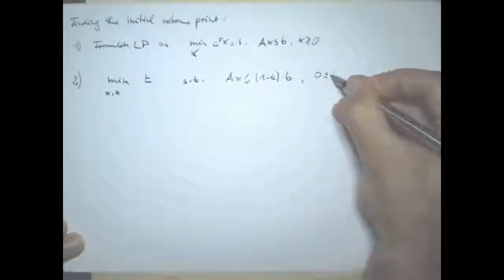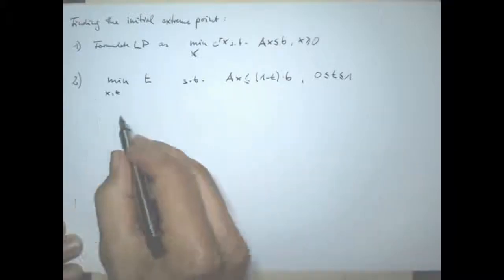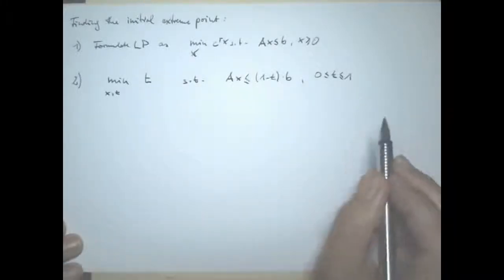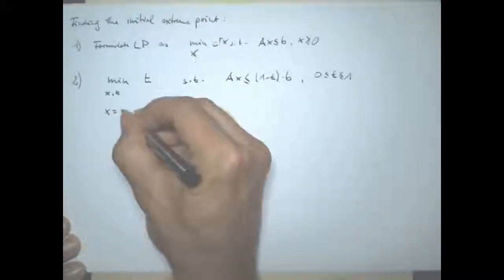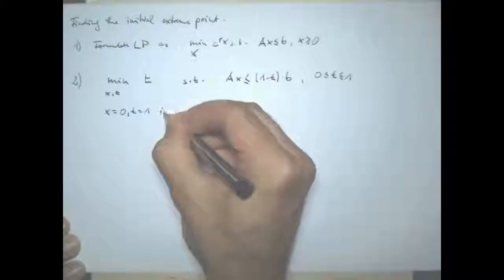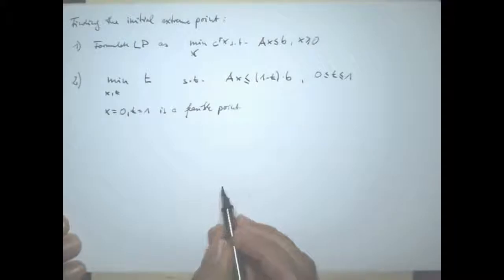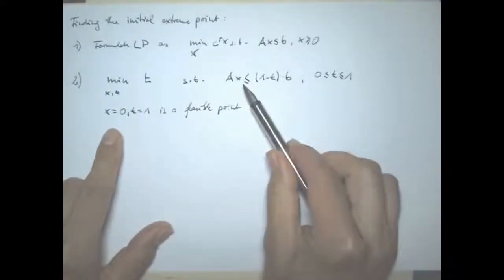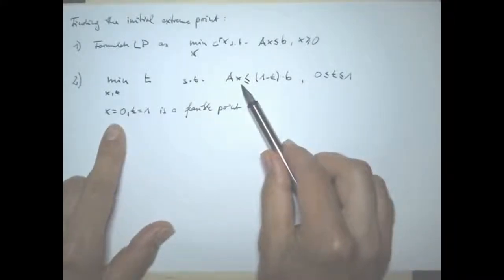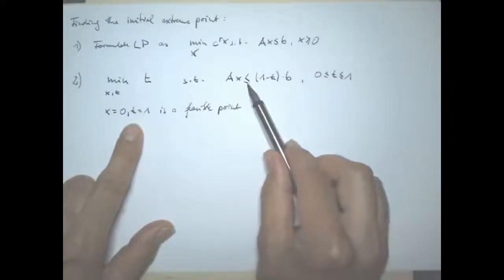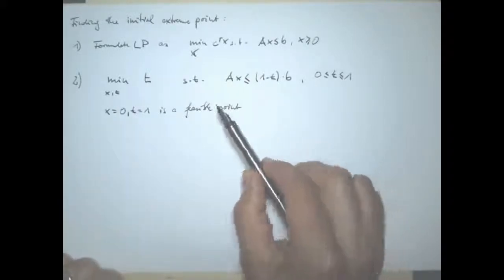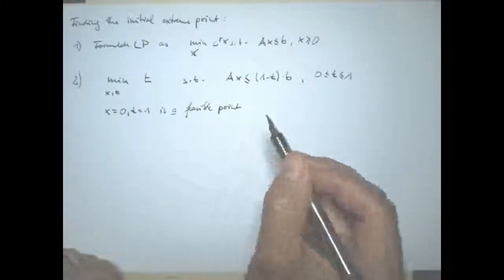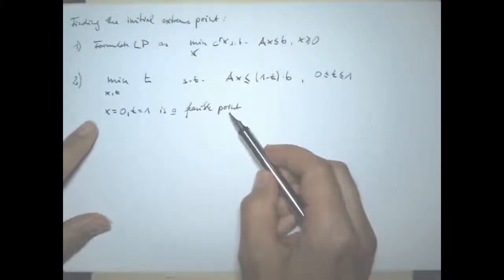So here we have a new LP. And now we can start at a feasible point, namely x equals 0 and t equals 1 is a feasible point for this auxiliary problem. So if we insert x equals 0 and t equals 1, we find that 0 is less than or equal to 0. So it's not the optimum, but it's going to be a feasible point. And now we can use the algorithm that you've just seen to find the optimum feasible point.